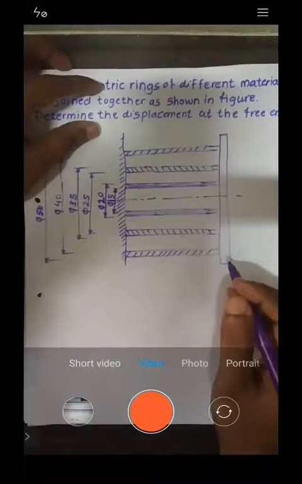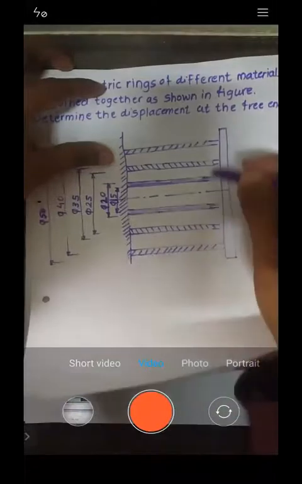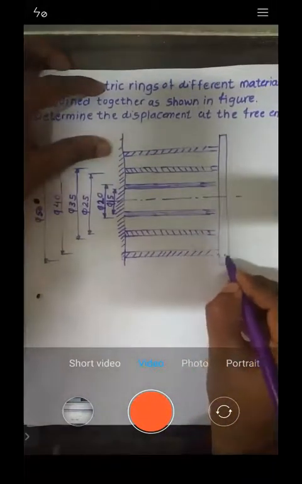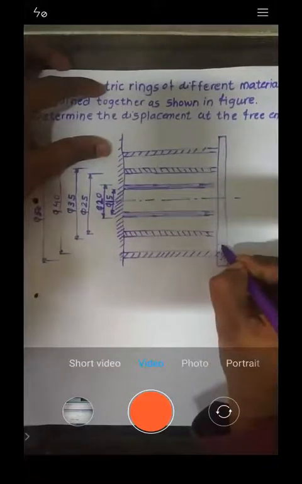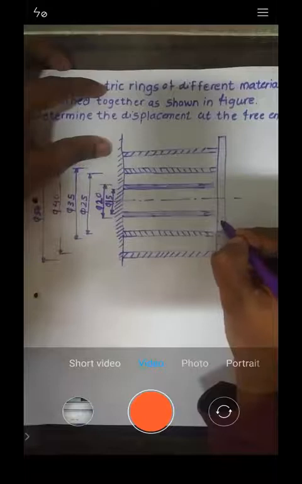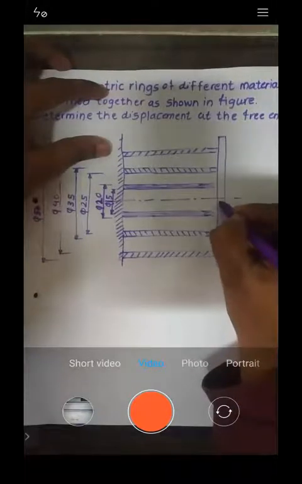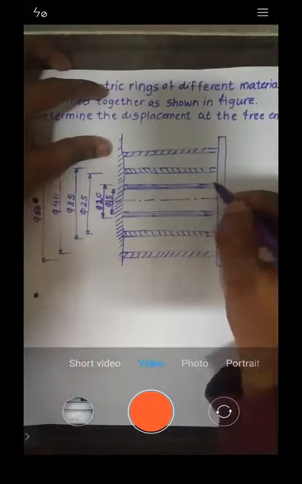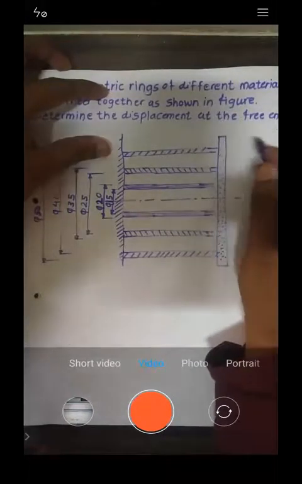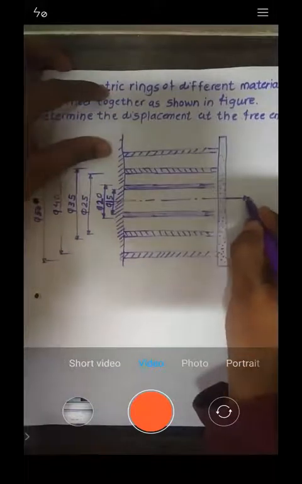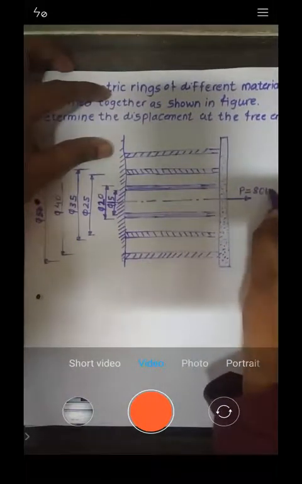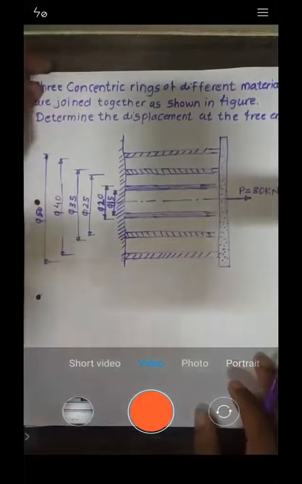You can mute yourself. See, this is the fixed plate. So these three concentric rings are fixed at one end, and at the other end they are attached to a fixed plate, right? And what they have done, they have applied the load P equal to 80 kilonewton on this plate, right?